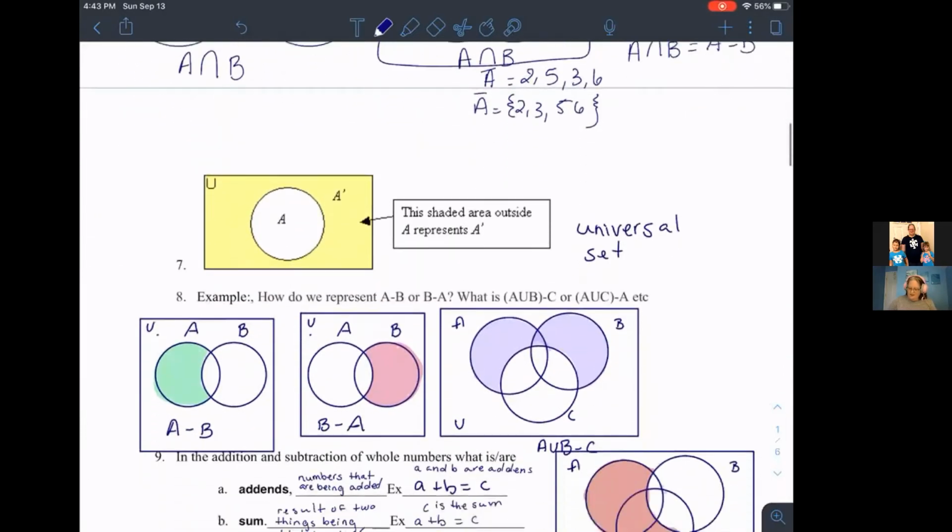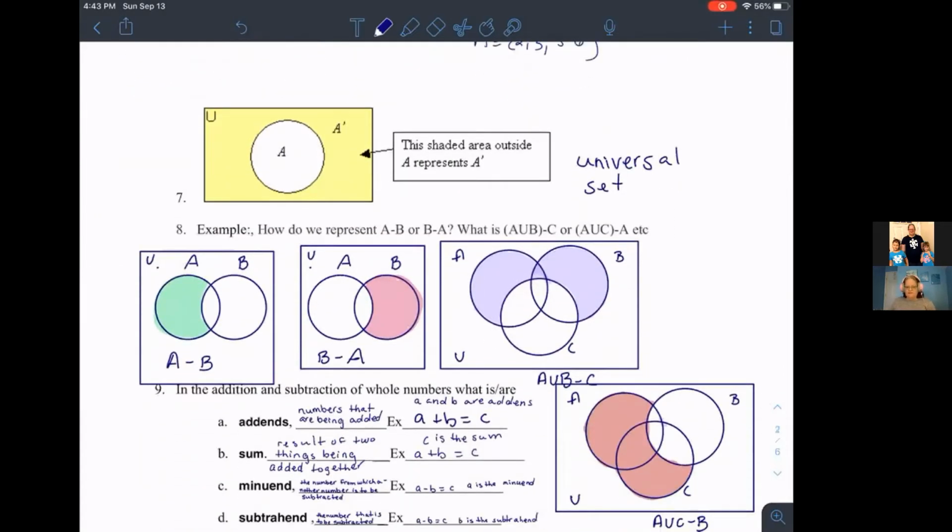I kind of did it already, so that way it'd be easier and faster for us. So number 7, the shaded area outside A, represented by this, is the universal set. So that's everything that's part of it.